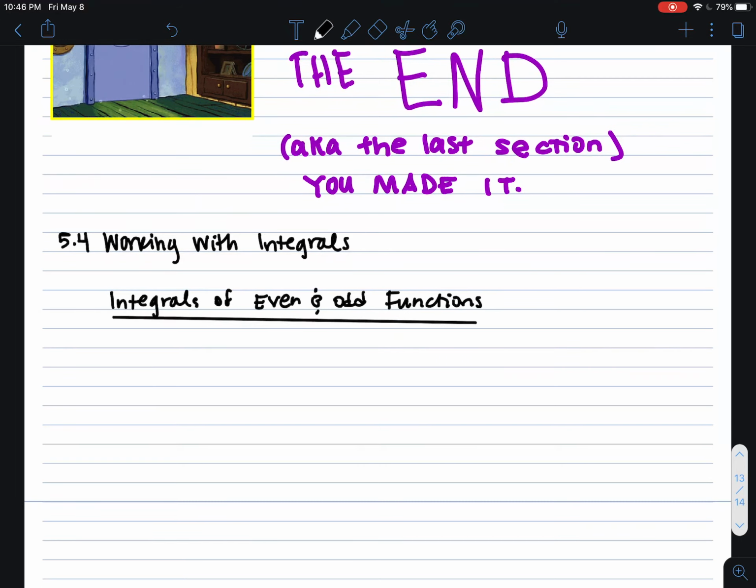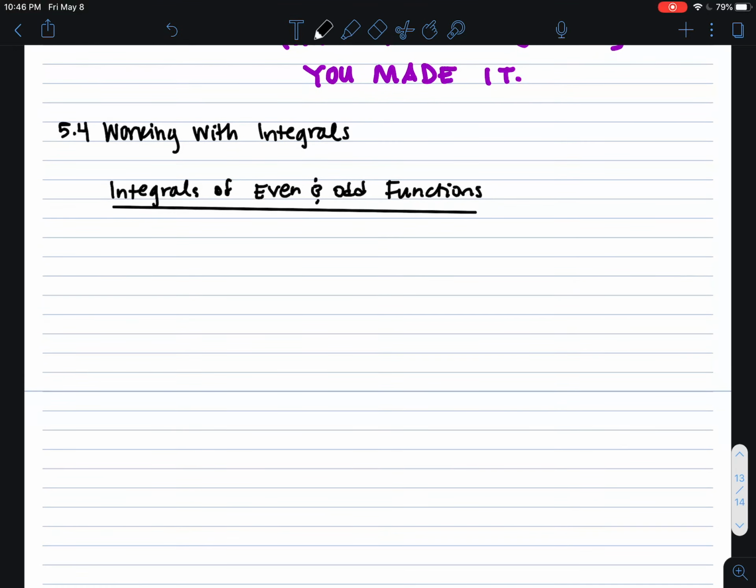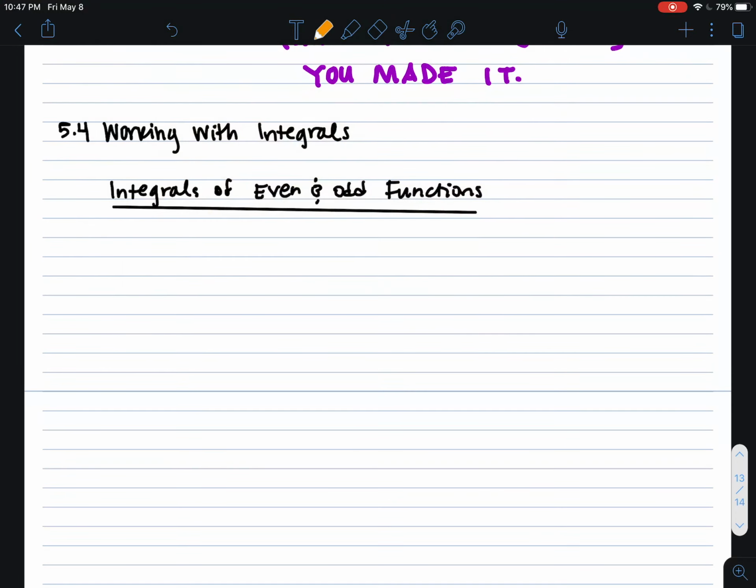I don't know how much you guys remember about even and odd functions. You probably learned it in either pre-calc or maybe trigonometry or college algebra. I'm not sure. I haven't taken those classes since probably before you guys were teenagers, so it's been a bit. Anyway, we'll talk about our two categories, even and odd.